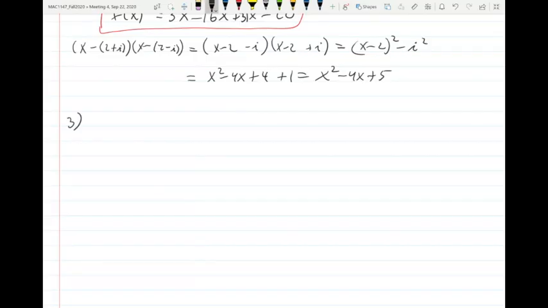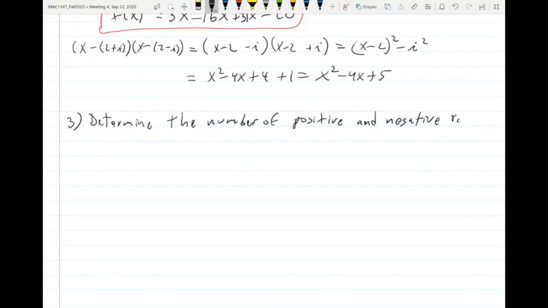So number 3, determine the number of positive and negative real zeros. You know, like the possibilities, and also, so in other words, I want you to find all possibilities. There could be different combinations, but this is better than going blindly when you're looking for zeros. Okay, so let me show you what I mean.